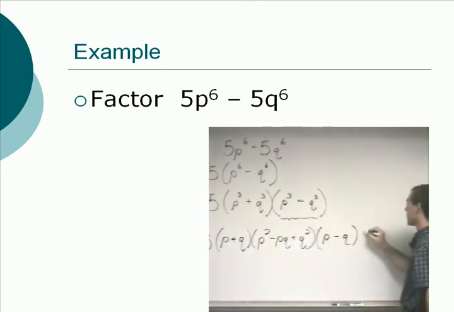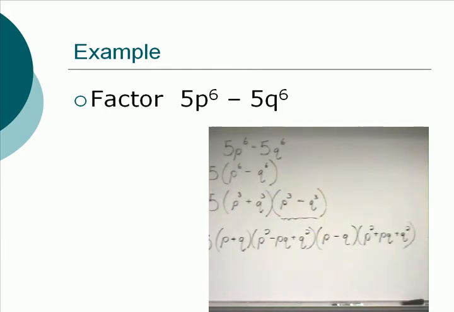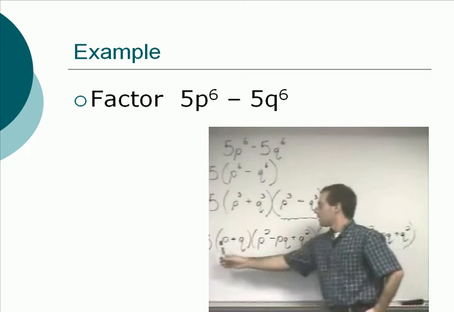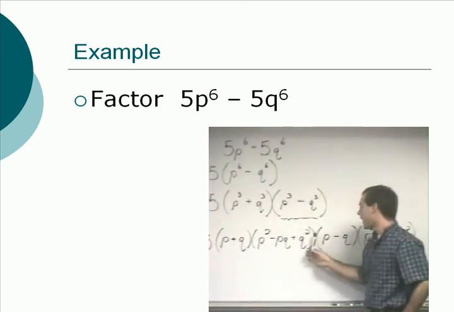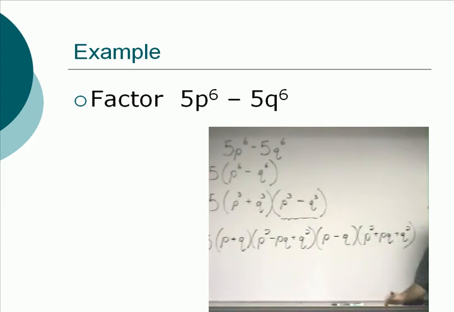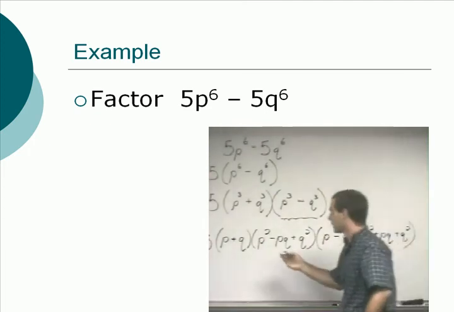P minus q times p squared plus pq plus q squared. Now, take a look at each one of those factors and make sure that none of those will factor. That won't factor, that won't factor, these won't factor, and neither will p minus q. You're done. Okay, that is completely factored.